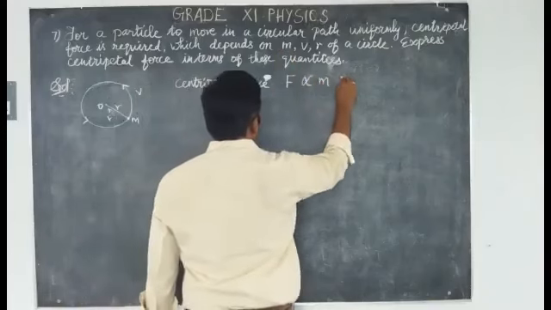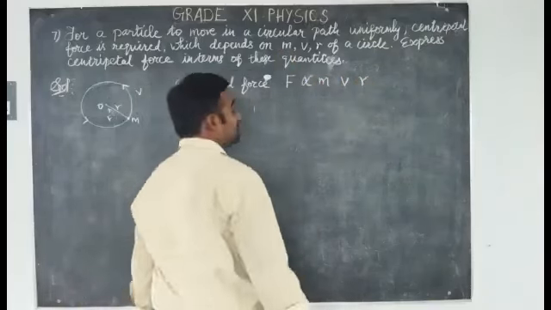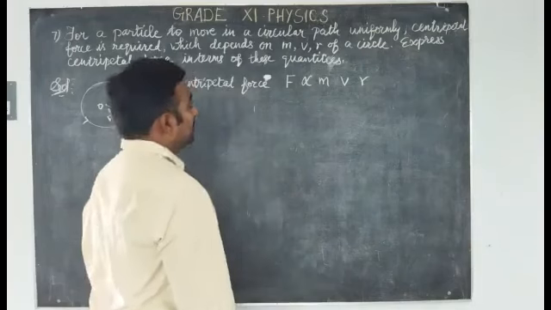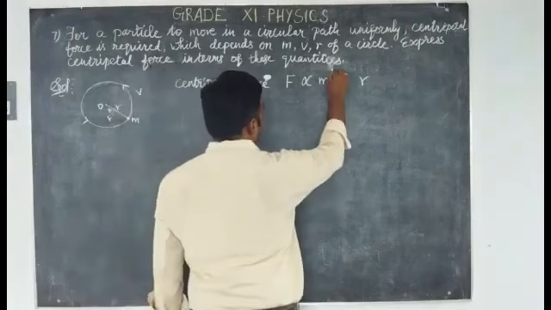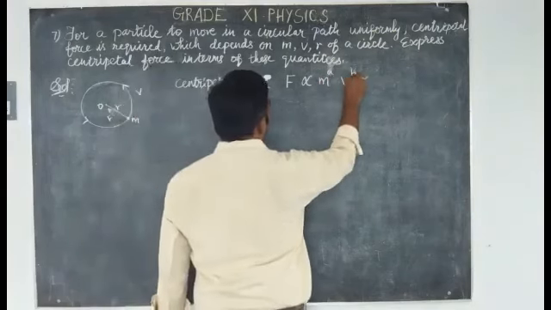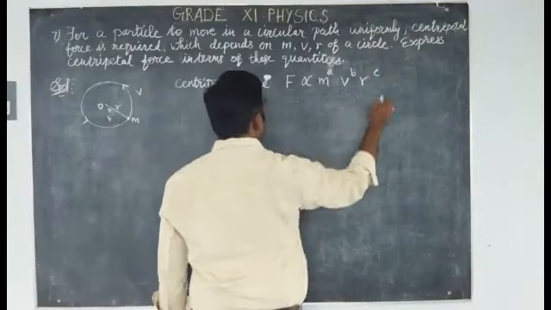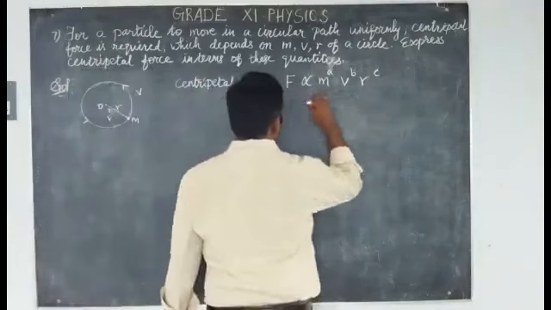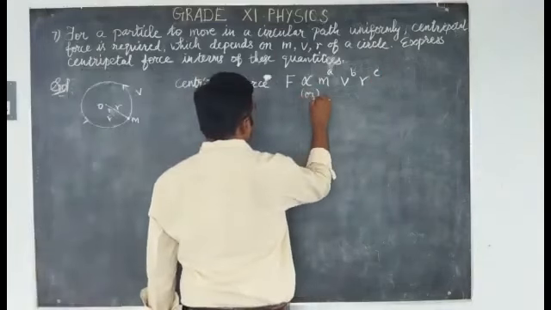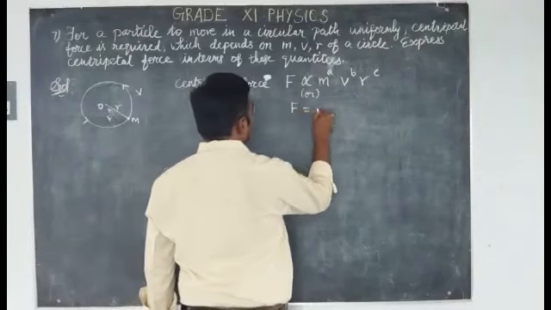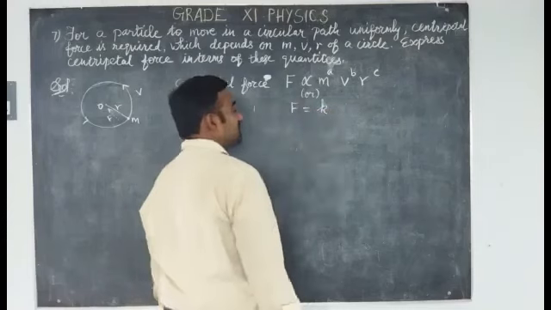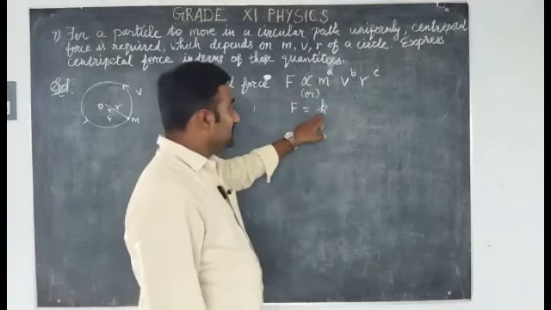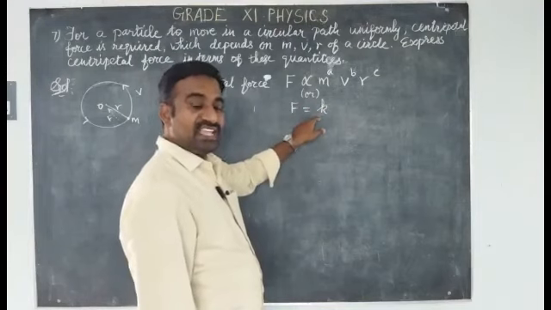Mass of the particle, velocity of the particle, and radius of the circle. We don't know the exponents. So the mass exponent is a, velocity exponent is b, radius exponent is c. Now substitute the dimensional formula. Before that, for the proportion to become an equation, we have one constant, the dimensionless constant k, whose value is to be determined experimentally.